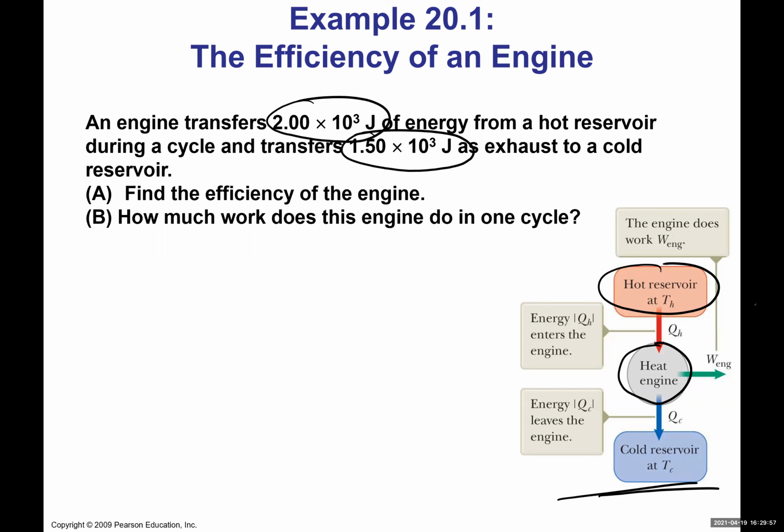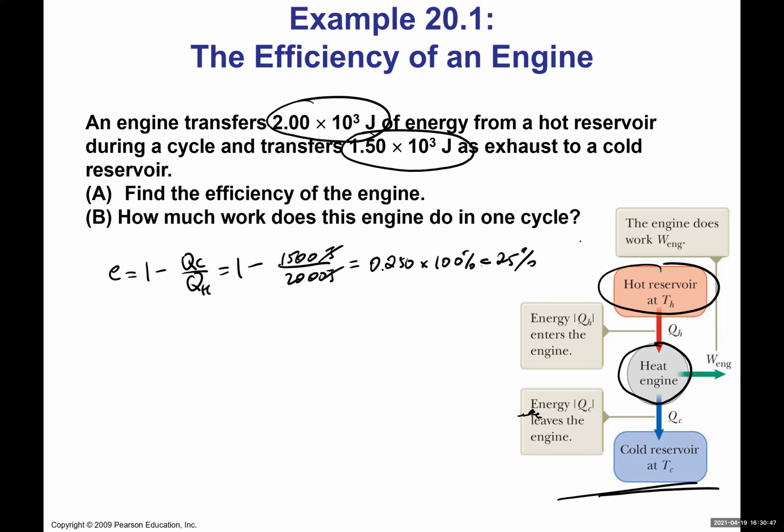to work. Okay, and this engine has an efficiency of 1 minus QC over QH, which becomes 1 minus 1.5 times 10 to the 3. So I can just write 1500 joules over 2000 joules. So the units cancel out, and what I end up with here is 0.250, and then I multiply by 100% to get 25%. So 25% is the efficiency of this engine. Okay, so that's for part A.